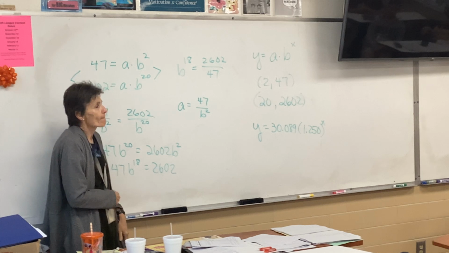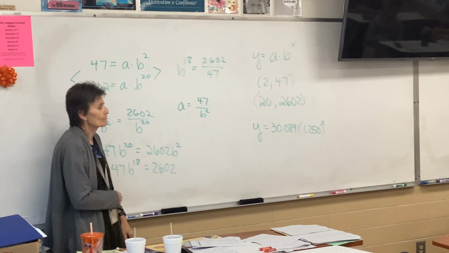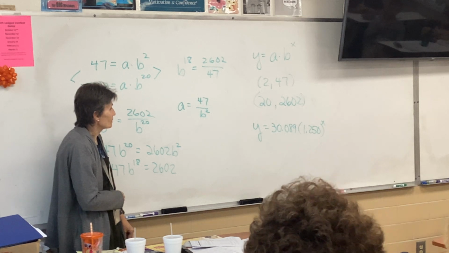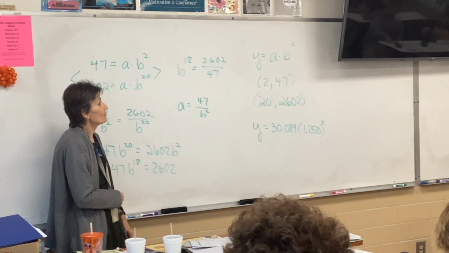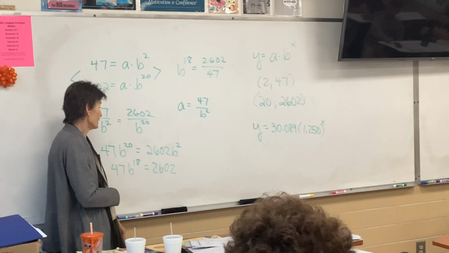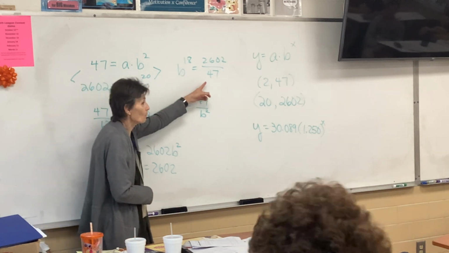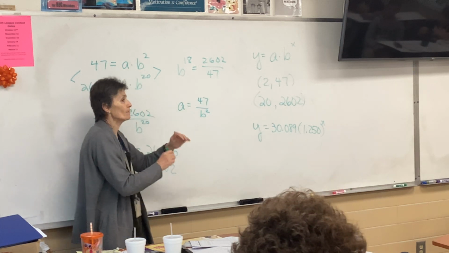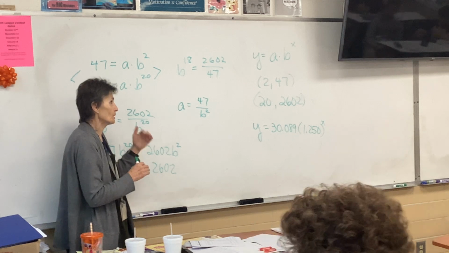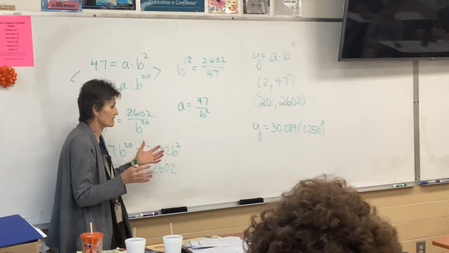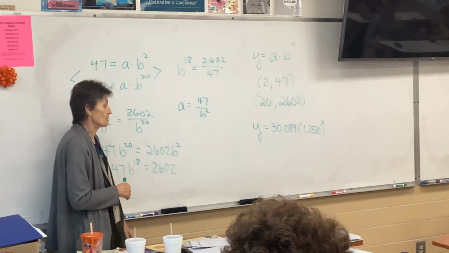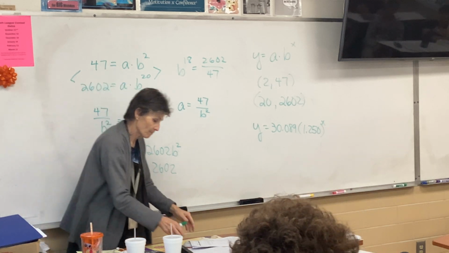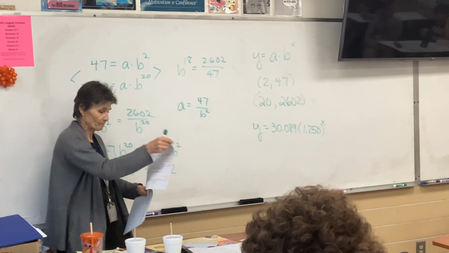When we're writing them by hand, should we leave our b as like the 18th root of 2602 over 47, or should we put it as a decimal? That's a great question. It would be best to leave it that way. If it was free response, I would leave it, but usually in a multiple choice question, there's a decimal instead. But yeah, the less you round off, the better it is.